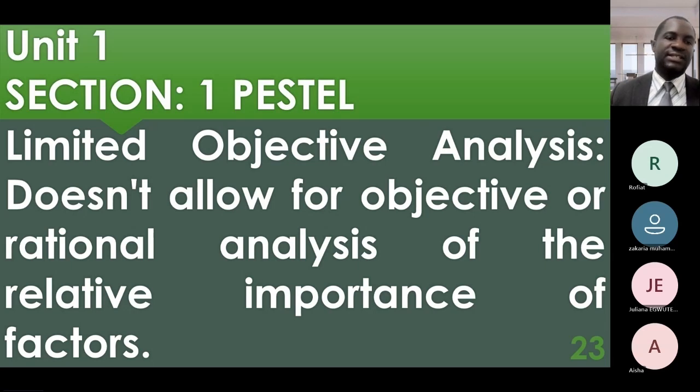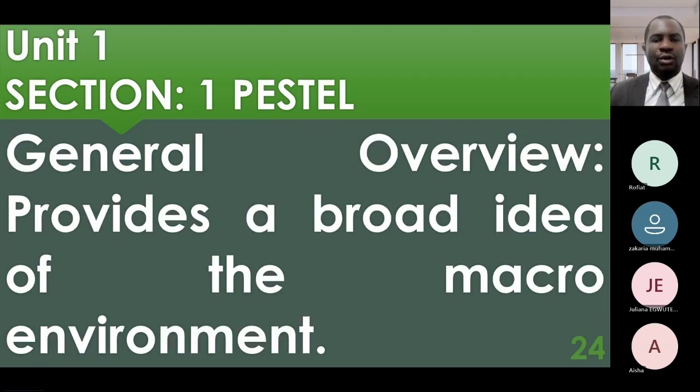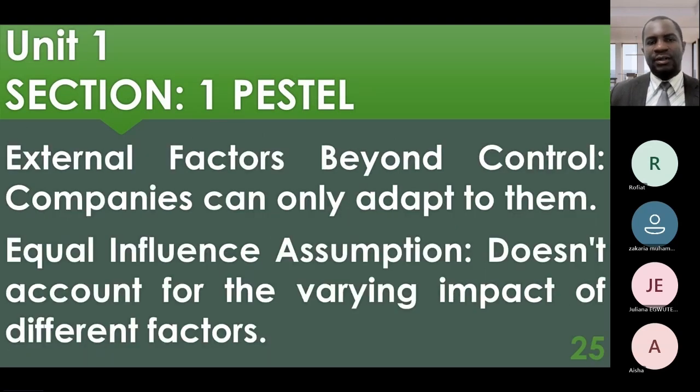So there are other areas of a business that are affected. You could talk of processes and systems, which is captured in the balanced scorecard model. So 1 or 2 areas, of course, every model has its limitations. So harness the substantial area that impacts your business and leave the others. Generally, a broad idea of the macro environment is what PESTEL looks at. So the external factors are beyond the control of companies. They can only adapt to them.